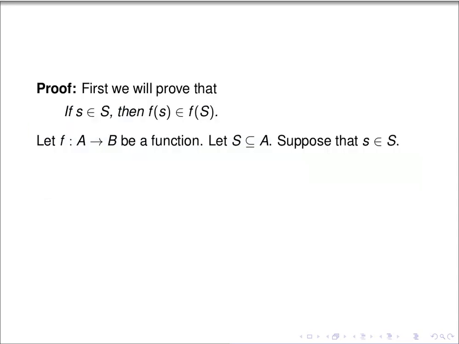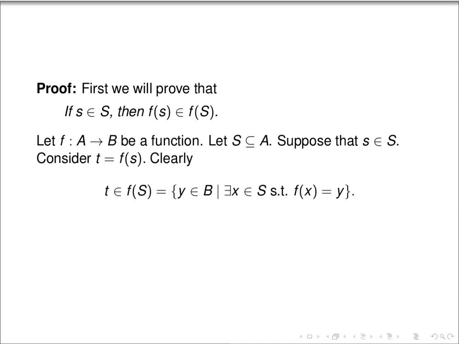So first we'll prove that if little s is an element of the set big S, then f(s) is an element of the image of S under f. So let's let f be a function from A to B, and S be a subset of A. And let's suppose that s is an element of the set S. Consider the value t, which is the value of f with input s. Okay, so clearly t is an element of the image of S under f.